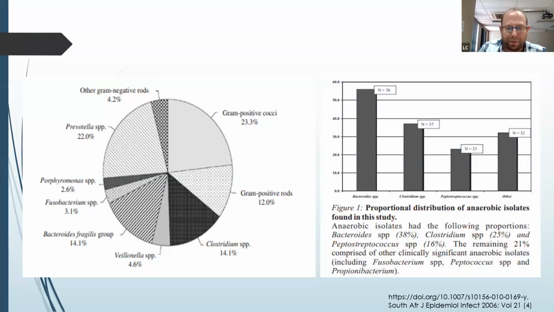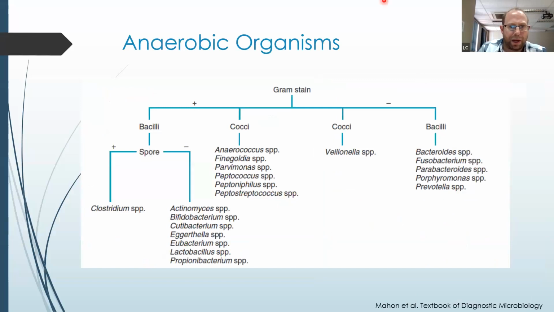So how do we break them down? How do we think of them? A framework that's useful, it's artificial, but it's useful, is just to look through the gram stain. Let's say you've got gram-positive bacilli. Are they spore-forming, your Clostridia, or non-spore forming? And there's a number of them.